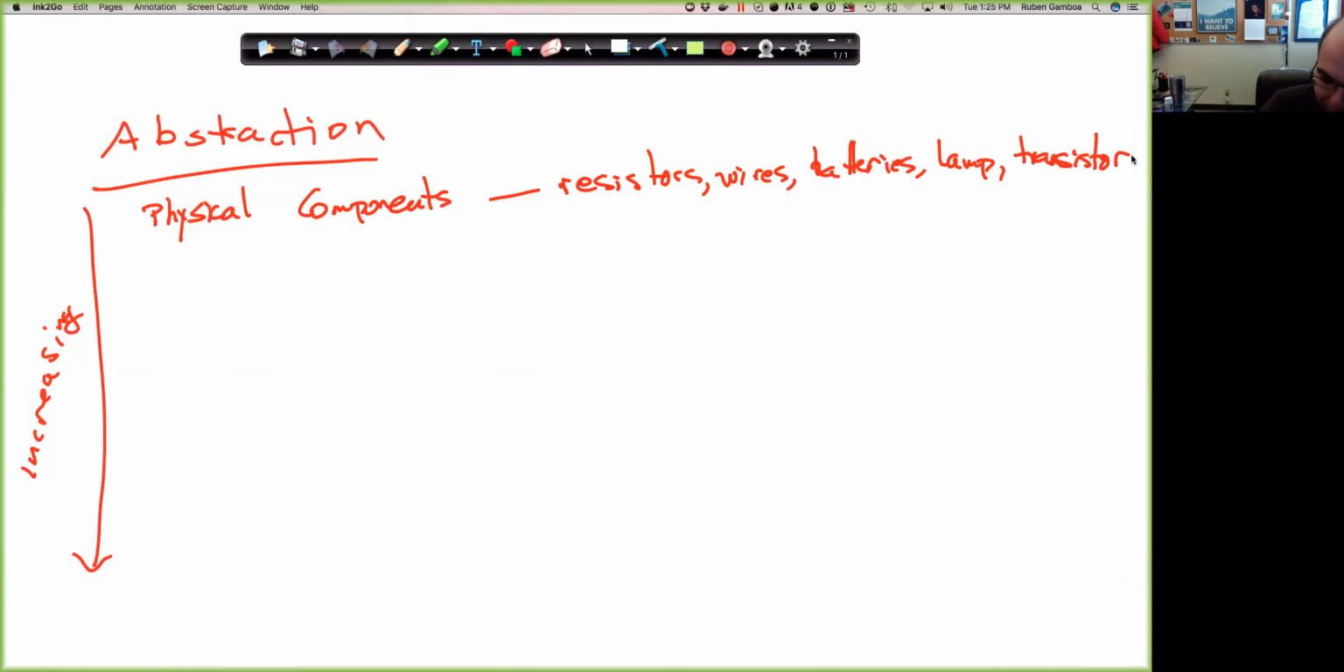Then underneath that, more abstraction, we can have models of the components. I really didn't spend a lot of time on that, but just to show you what I mean, an example of that is Ohm's law. And what it says.